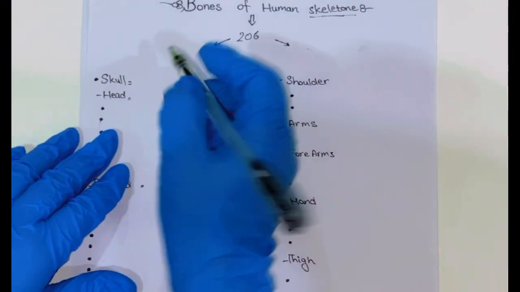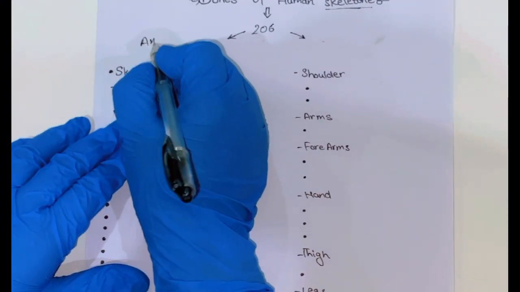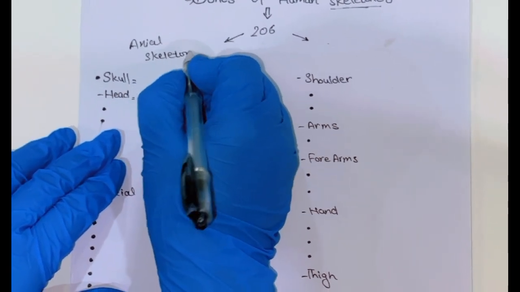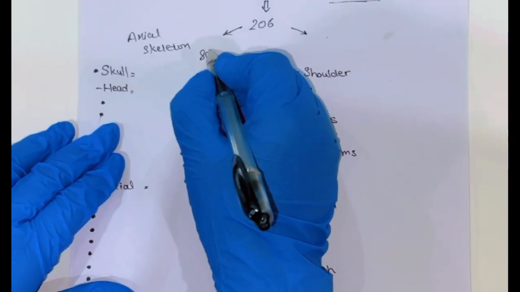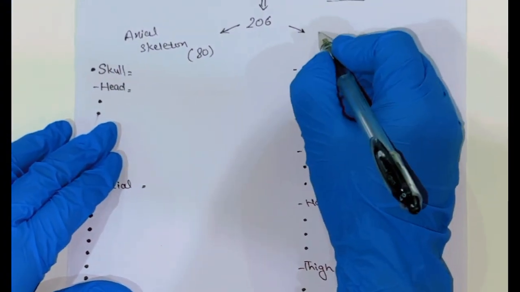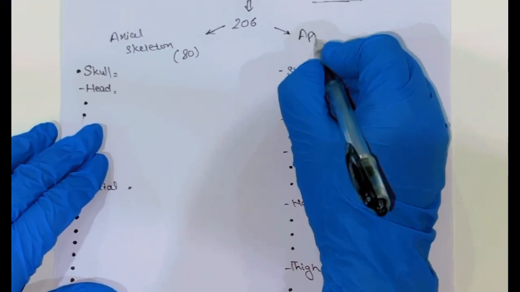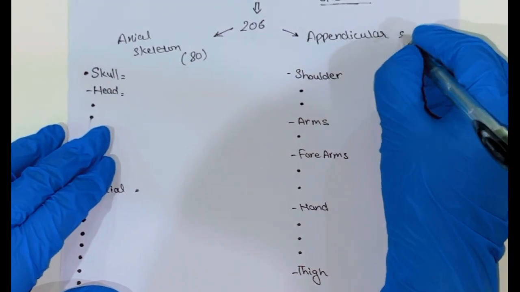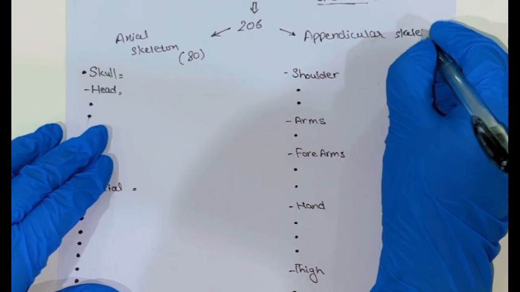Firstly, the human skeleton is divided into two: the axial skeleton, which has 80 bones, and the appendicular skeleton, which has 126 bones.